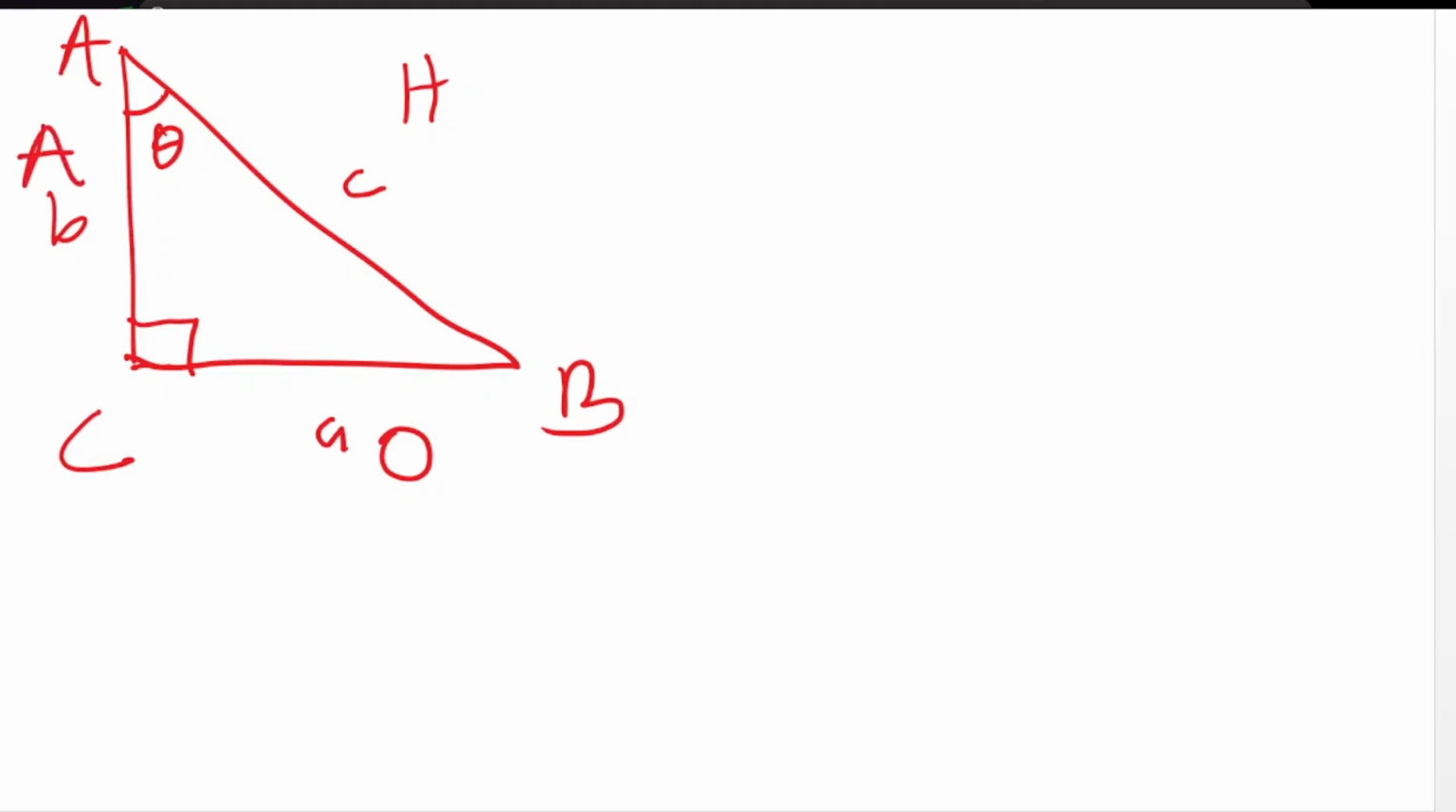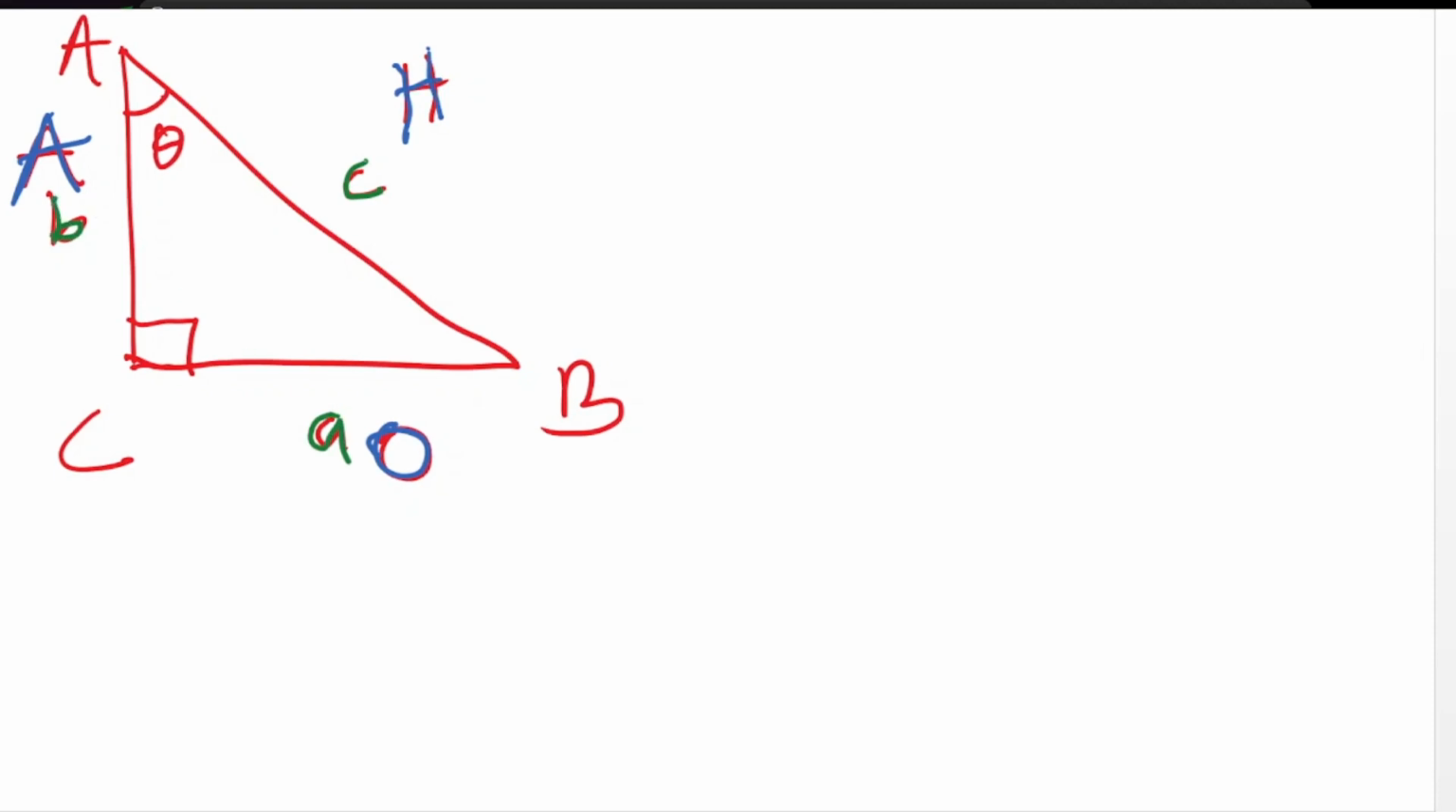So let me use another color. This is the adjacent, this is the hypotenuse, and this is the opposite. Let's use this as C, this as A, and this as B. I hope I'm making sense.